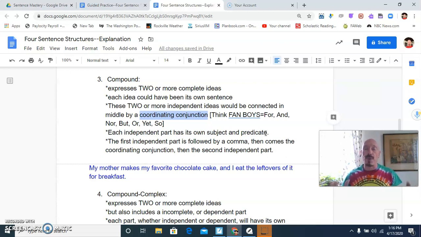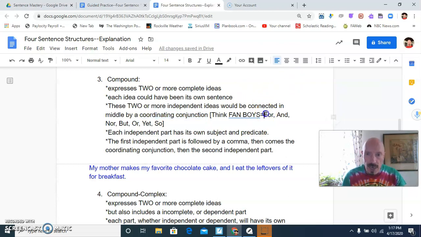Just keep in mind, if you have 2 sentences or 2 independent parts of a compound sentence, the first will end with a comma, then you'll have your conjunction.